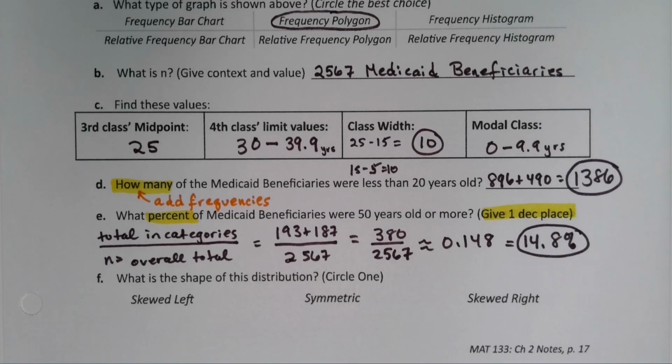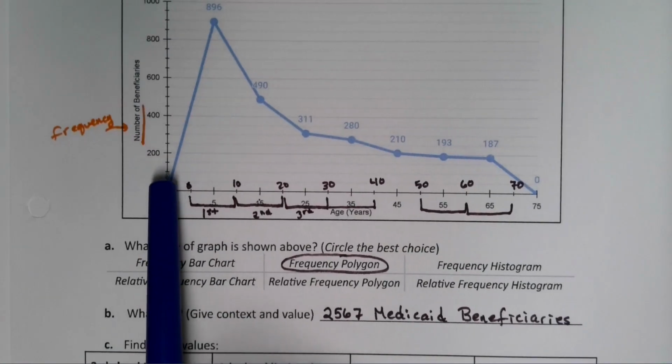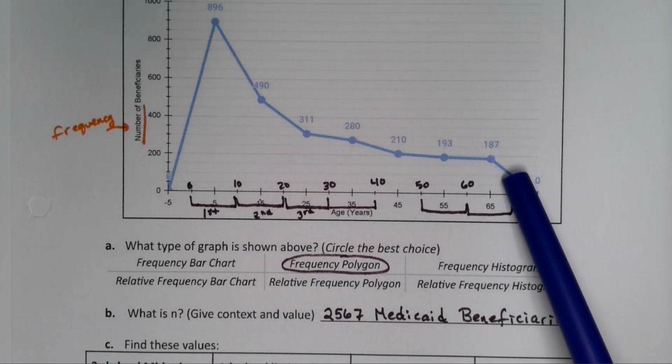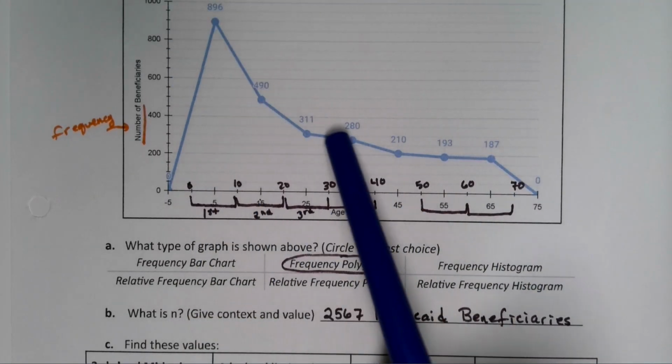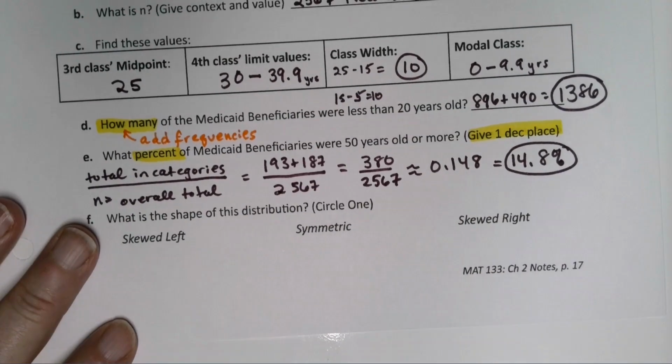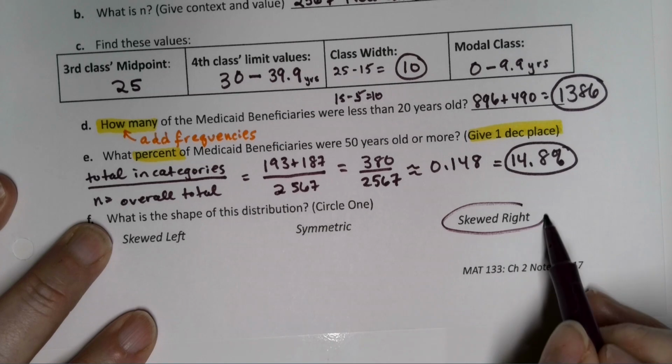Now, what about this shape? Well, you can kind of see the shape, even though it's not a histogram. You can tell that it has a high piece here and then it tails off to the right. So high piece here, tails off to the right. That's skewed right, very much skewed right. Right? It has the tail to the right.